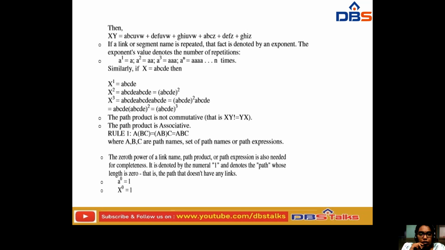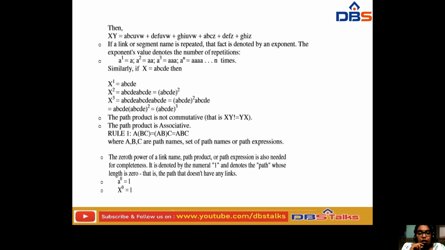So finally, the path product is not commutative, that is xy is not equal to yx. It is, however, associative. So if it is associative, the first rule is a into bc is equal to ab into c, that is equal to abc, where a, b, c are path names, or sets of path names, or path expressions.